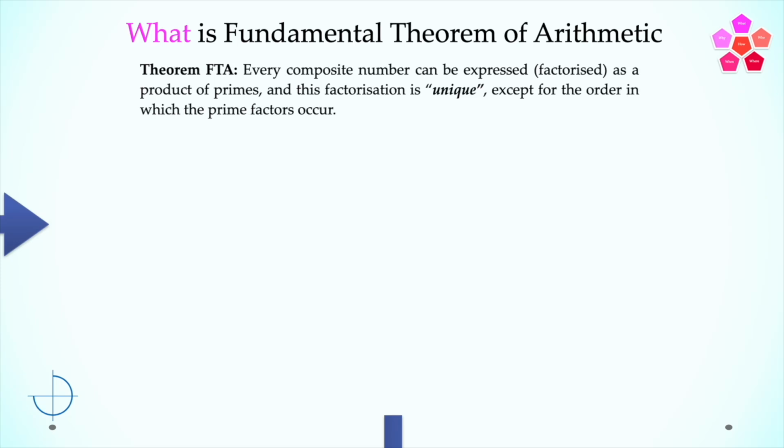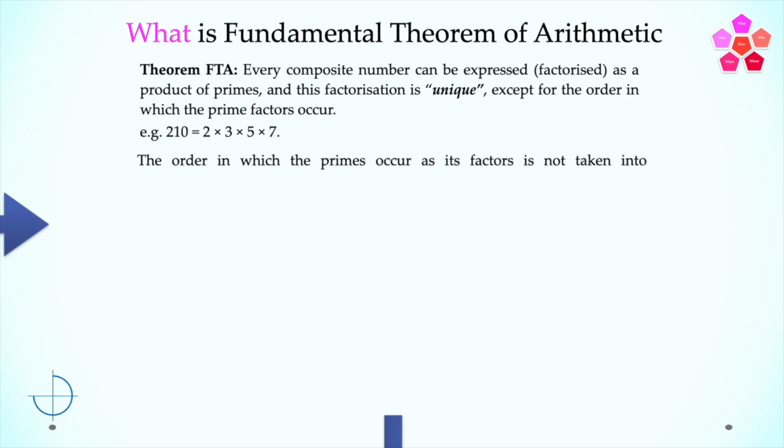For example, 210 is equal to 2 into 3 into 5 into 7. The order in which the primes occur as its factors is not taken into consideration, as 2 into 3 into 5 into 7 is equal to 210, and also 3 into 5 into 7 into 2 is also 210, and similarly 5 into 7 into 2 into 3 is also equal to 210. So the order here has no significance. It is important to understand and treat this as a pointer.